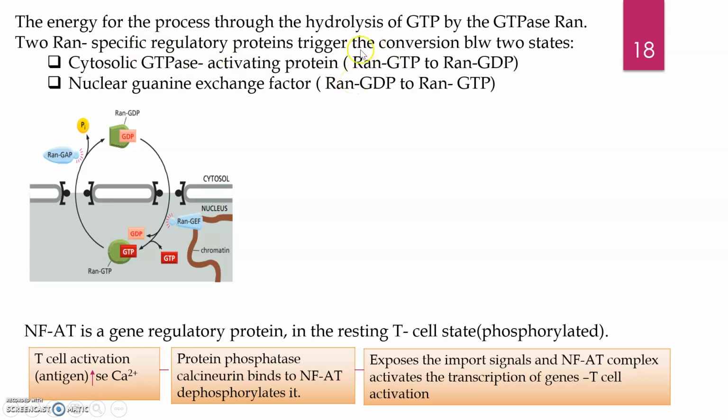It helps in conversion from RAN GDP to RAN GTP. And the nuclear guanine exchange factor helps in conversion from RAN GDP to RAN GTP. Therefore, the transport of the signal occurs utilizing this conversion energy. And for another example, let us now consider understanding these signaling molecules.